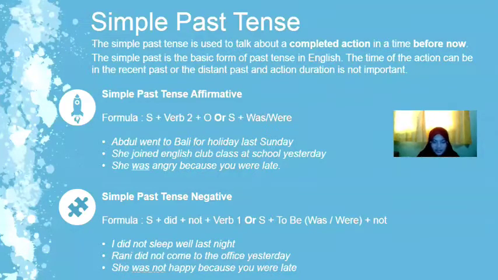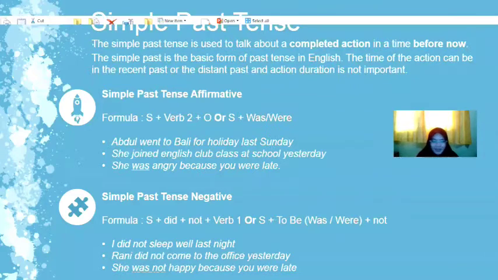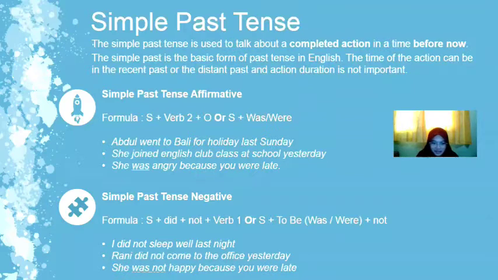The formula is subject plus verb 2 plus object, or subject plus was or were. The first example is Abdul went to Bali for holiday last Sunday. She joined English club class at school yesterday. She was angry because she was late.